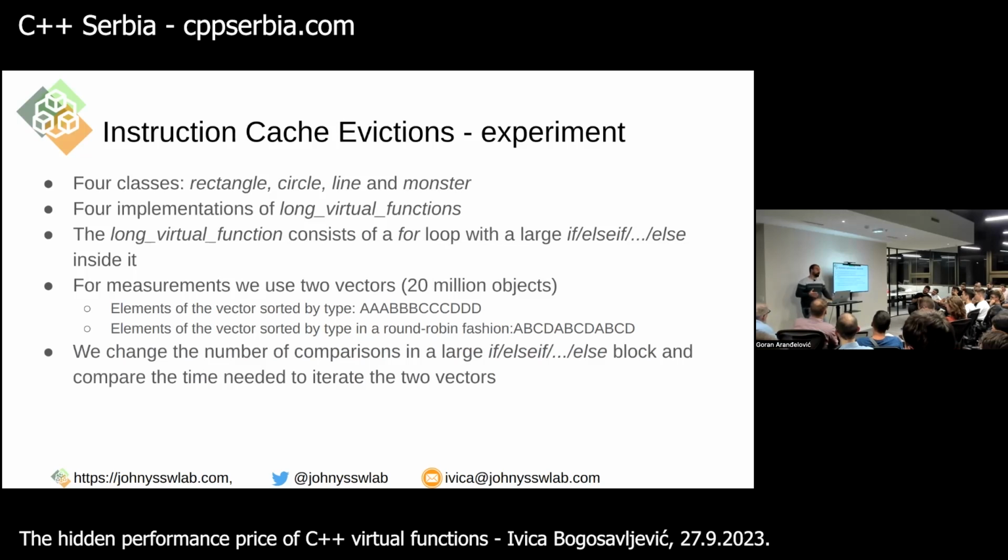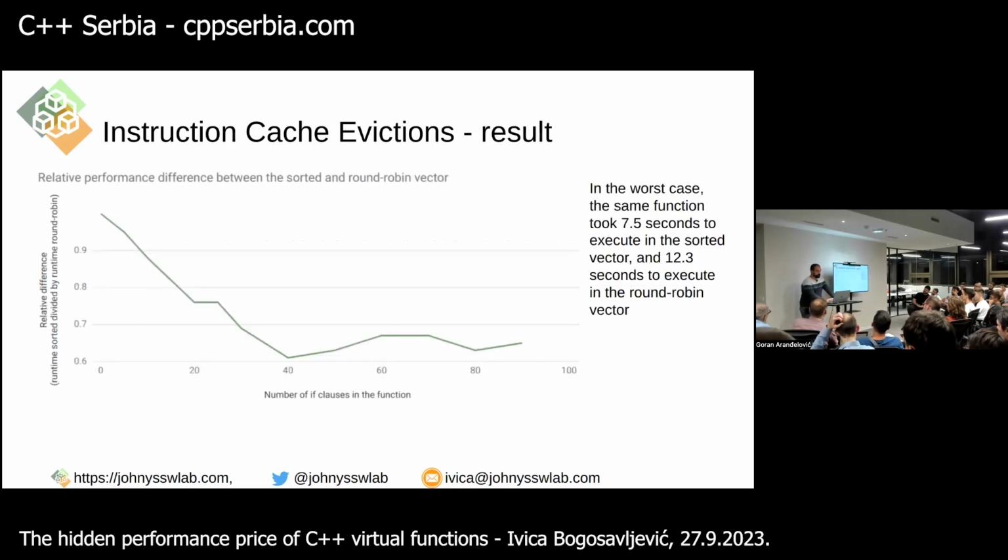I changed the size of the functions by changing the number of these else-ifs. So I have small functions with 2 or 3 if, else-ifs, or 20, or 300. Then I compare the time they needed to iterate the 2 vectors. This is the relative performance difference between the sorted and round robin vector, so I divided the runtime sorted by the runtime round robin.